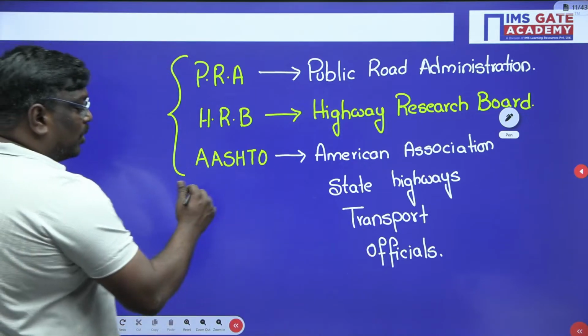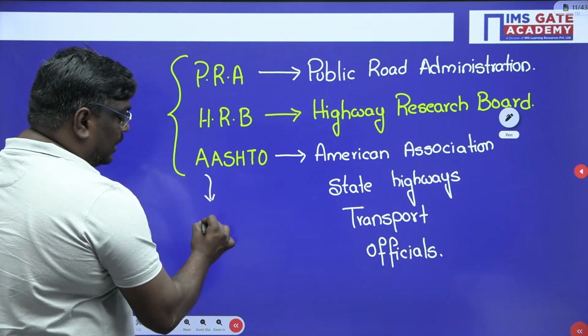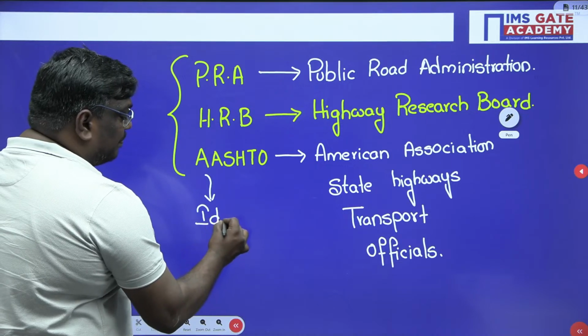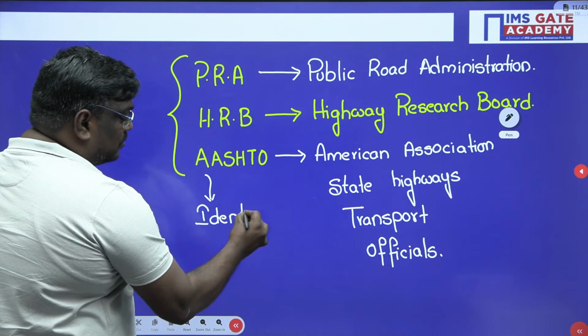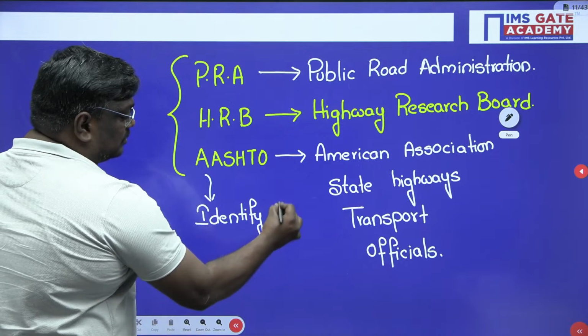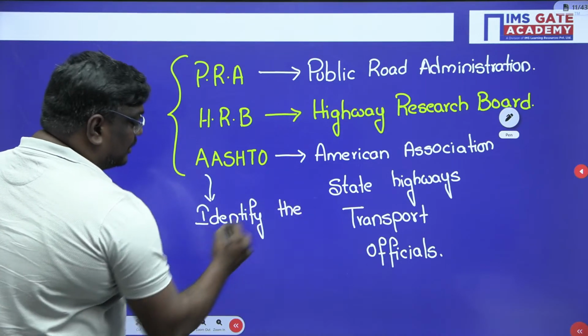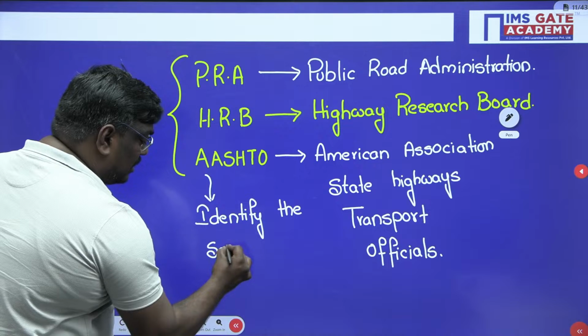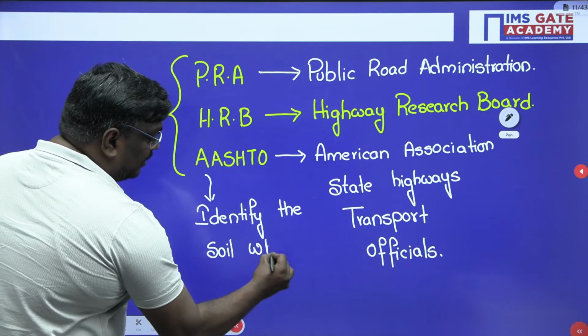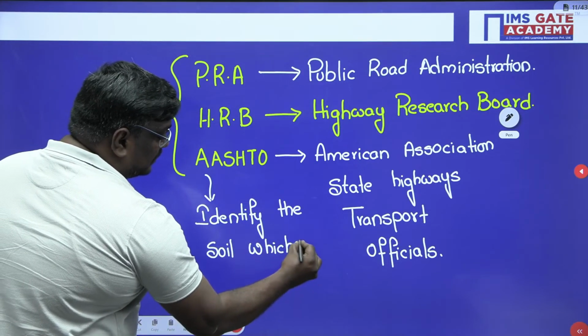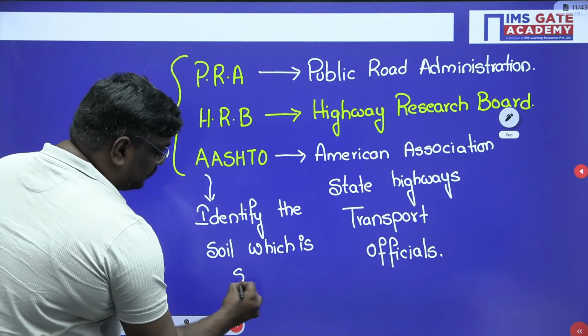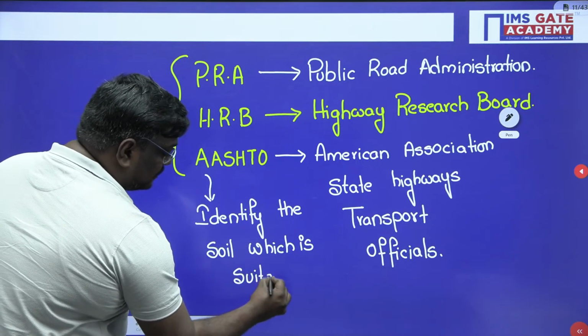All these three bodies want to identify the soil which is best suitable for pavements. Yes or no? Because they are related to the roads. So, all these three organizations want to identify the soil which is suitable for pavements.